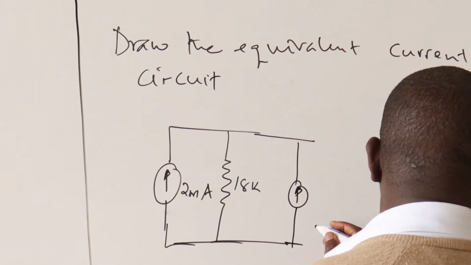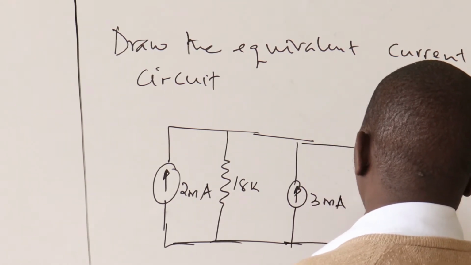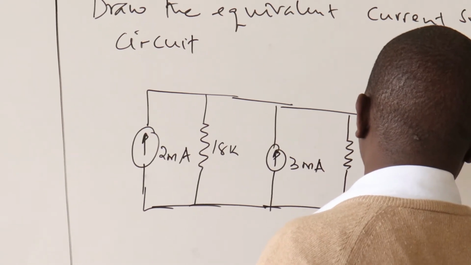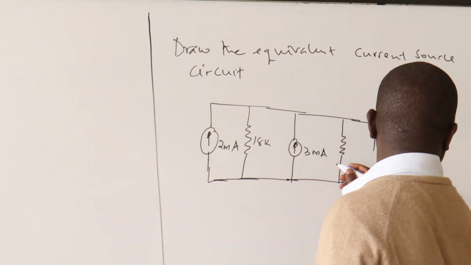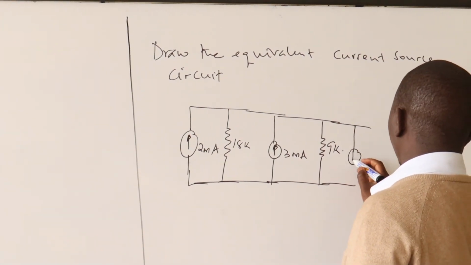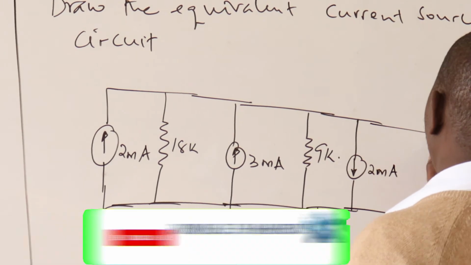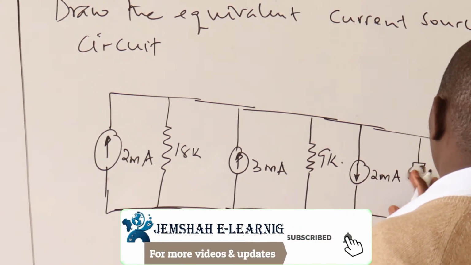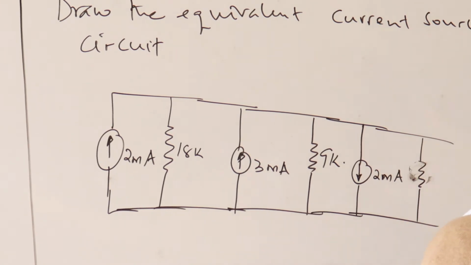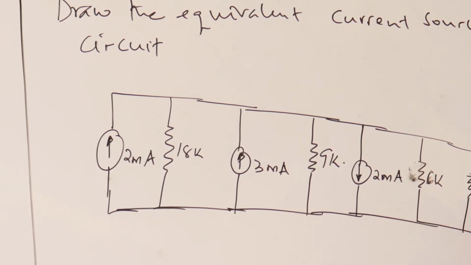This also is 3 milliamps. This is supposed to be 9K. Then you shall have this facing down, 2 milliamps. And the resistor we shall have here is 6K. And we have our 1 kilo ohm resistor. And this is the point X, Y.